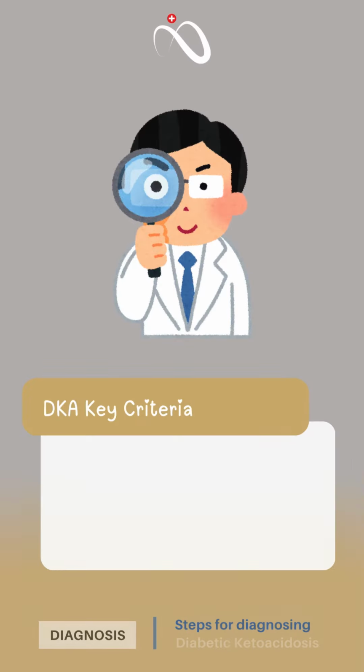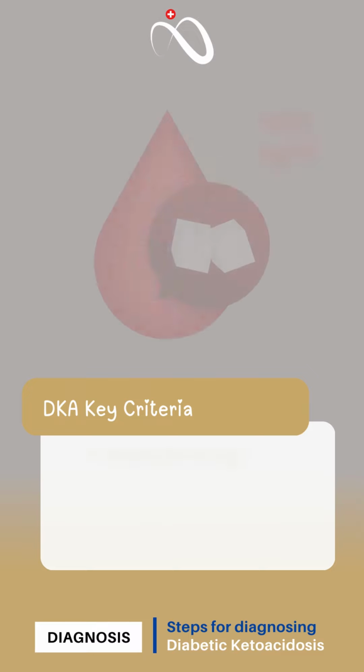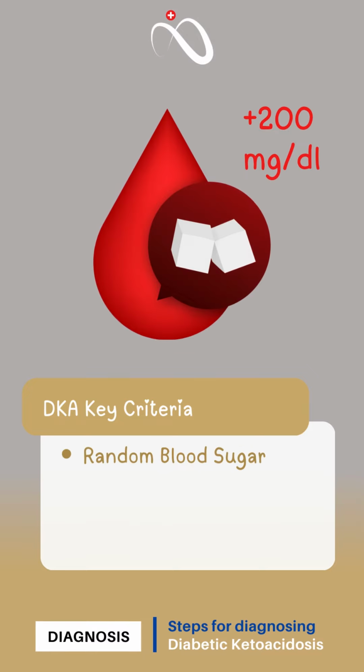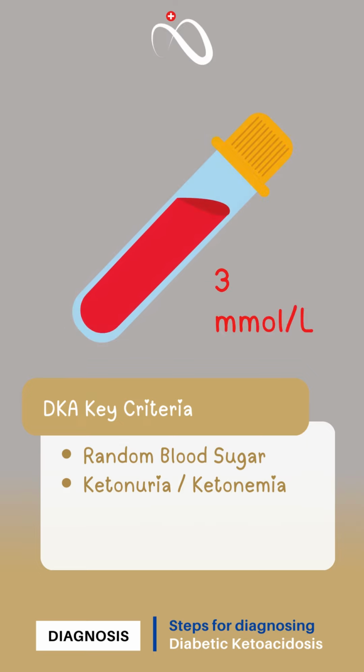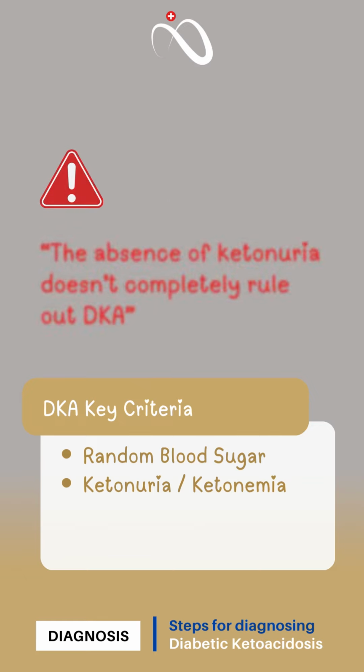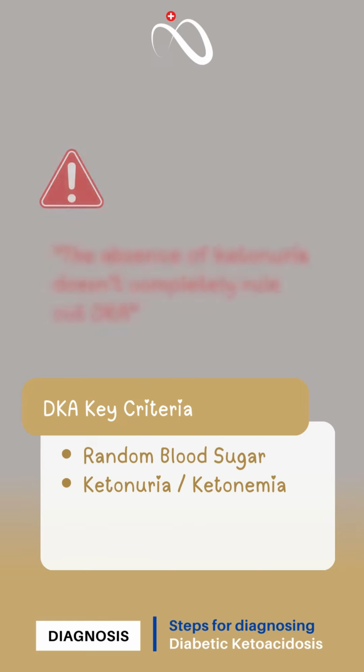The diagnosis of DKA depends on the presence of the following key criteria. First, the patient must be a known diabetic, or their random blood sugar, or RBS, should be greater than 200 mg per deciliter. Second, there must be evidence of ketones in the urine, indicated by ketonuria of +2 or higher, or ketonemia with levels greater than 3 millimoles per liter. However, it's important to note that the absence of ketonuria doesn't completely rule out DKA.